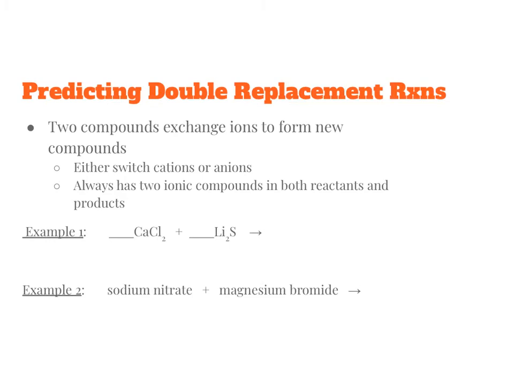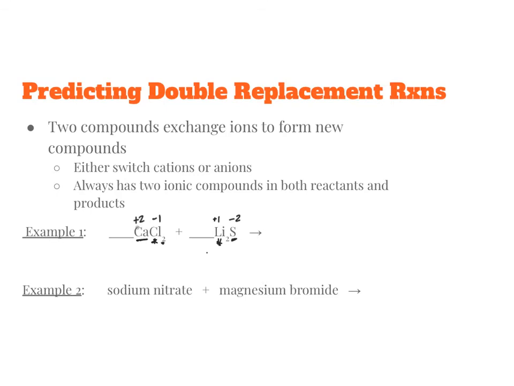Okay, so for the first example, I'm just going to preface this and say that anytime with a double replacement reaction, I am going to write out the charges of my ions. So if I have calcium chloride reacting with lithium sulfide, I know that calcium has a +2 charge. I know that chlorine, remember I'm ignoring this 2 here for now, the chlorine ion has a -1 charge. Lithium, if I look at my periodic table, has a +1 charge. Sulfur has a -2 charge.